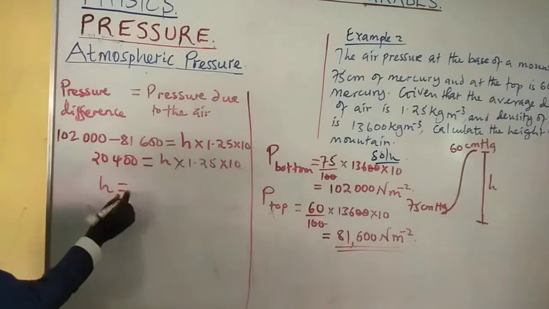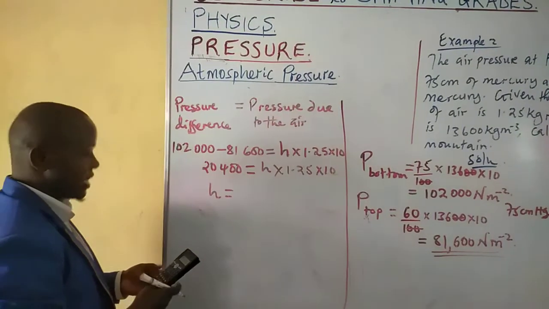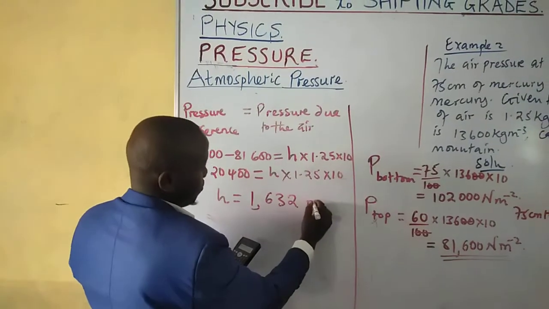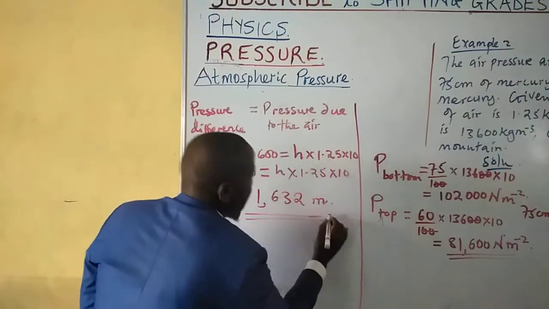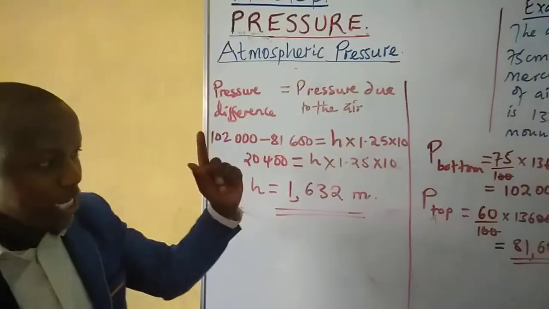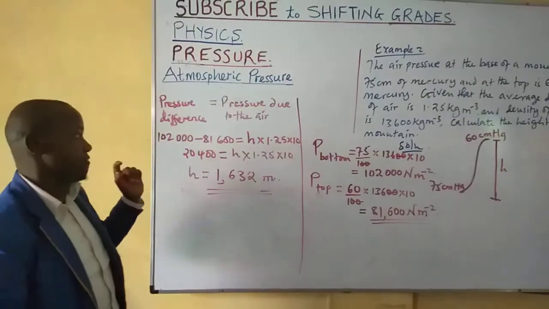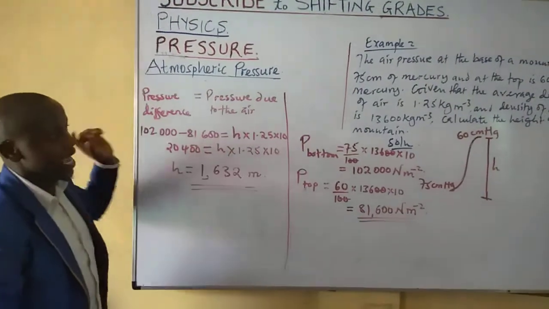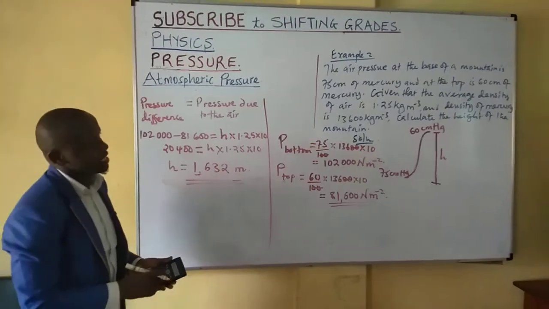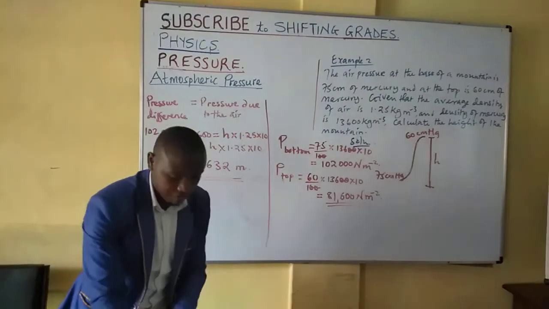Therefore, to remain with h, you divide through by 12.5. This will give us 1,632 meters. Therefore, the height of that mountain is equal to the height of the air column between the bottom of the mountain and the top of the mountain. That's why we first got the pressure difference between the bottom and the top. So that is it. I would like us to see another example before we go to the measurement of pressure.